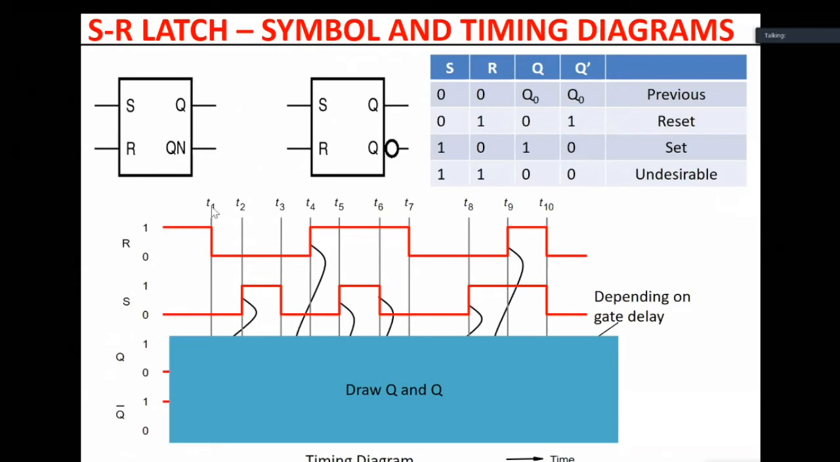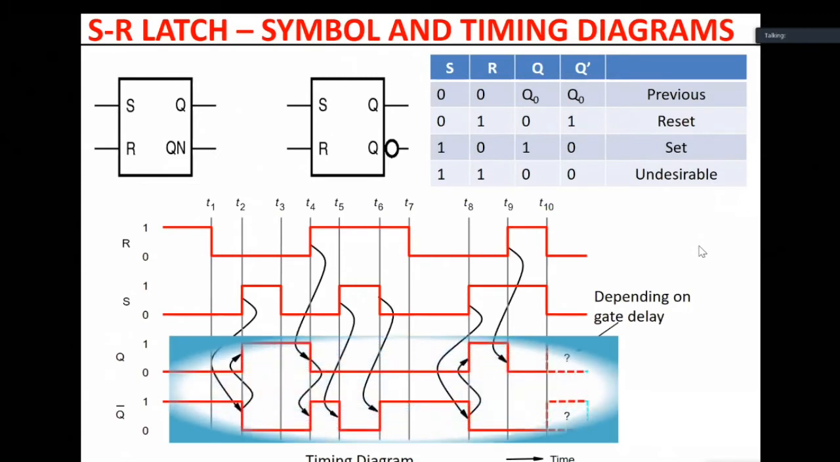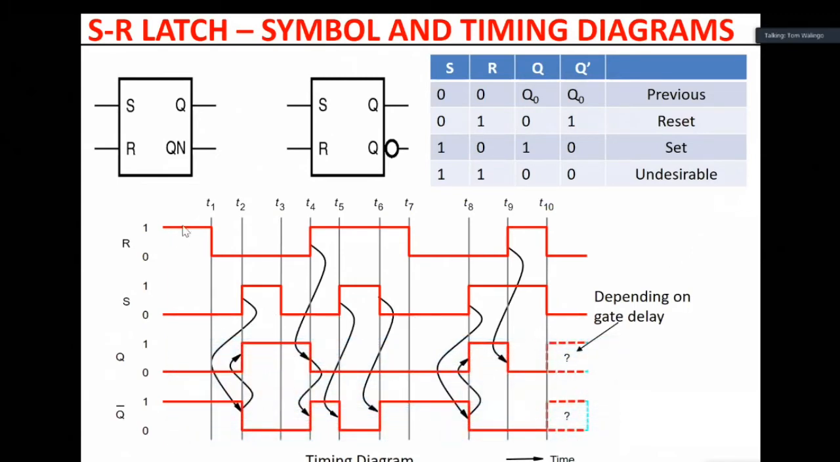Now, let's look at T1 to T2. The set is what? 0, reset is 0. 0, 0. It means it is in memory. So at this point in time, from here to there, while you've got 0, 0, it is in memory. So the previous 0 value that was here will remain from there to there. Okay, I didn't want to show you that. You can check that on your answer.